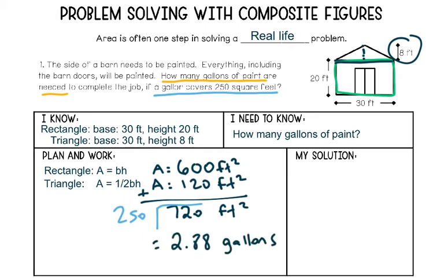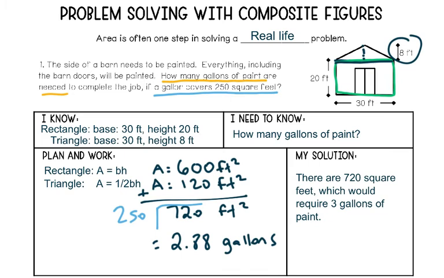I got 2.88 gallons. However, I'm not going to go to Home Depot and say, hello, can I get 2.88 gallons of paint? Since there's 720 square feet total here, and each gallon covers 250 square feet, I'm going to use 3 gallons of paint, and I will have some left over. But that is all we have to do for this real-world problem number one.